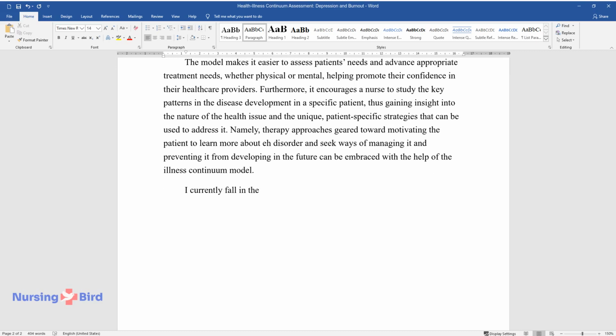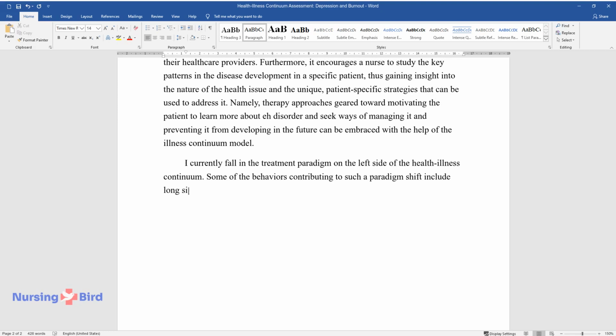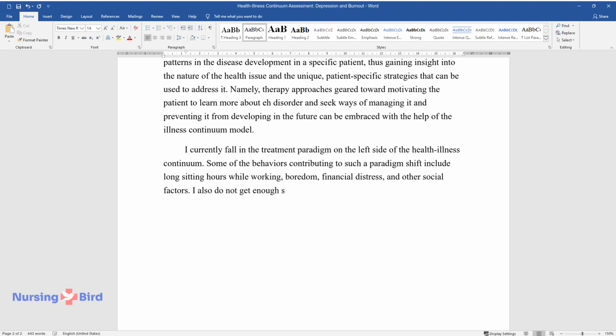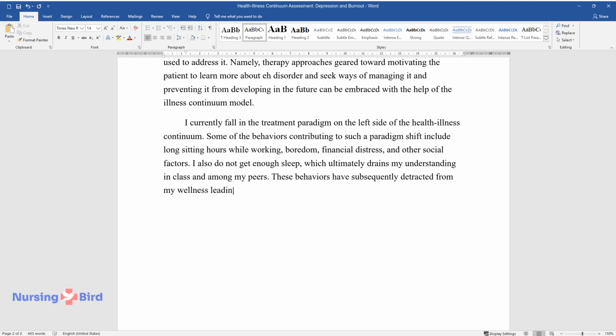I currently fall in the treatment paradigm on the left side of the health illness continuum. Some of the behaviors contributing to such a paradigm shift include long sitting hours while working, boredom, financial distress, and other social factors. I also do not get enough sleep, which ultimately drains my understanding in class and among my peers. These behaviors have subsequently detracted from my wellness, leading to a need for treatment.